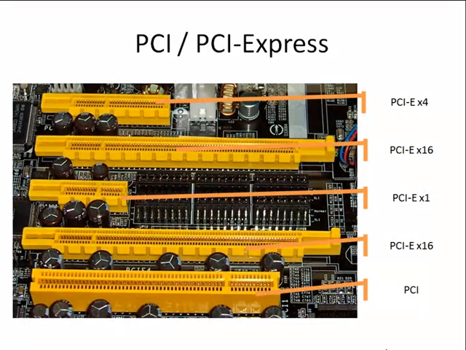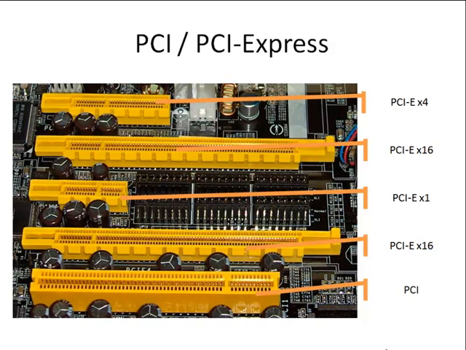PCI and PCI Express slots are shown here in this close-up from a motherboard. We can see that some motherboards have a range of different sockets. This motherboard has two PCI Express X16 slots. These would normally be for graphics cards, and this is presumably from a motherboard designed to support two graphics cards that may be interconnected to get a very high graphical performance. We can see that different PCI Express slots can actually be of different size, and that corresponds to how many data lanes they have.